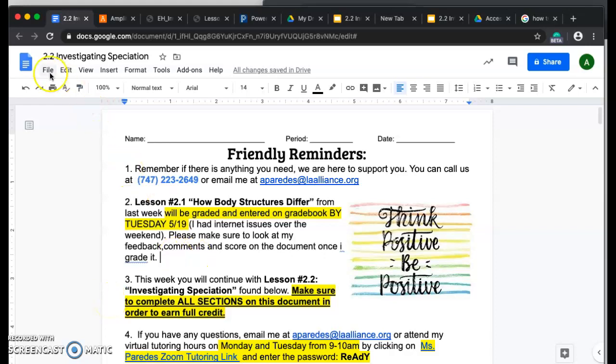This week we're going to go ahead and continue with lesson 2.2, investigating speciation, which is basically looking at how one common ancestor can descend into two different descendant species.